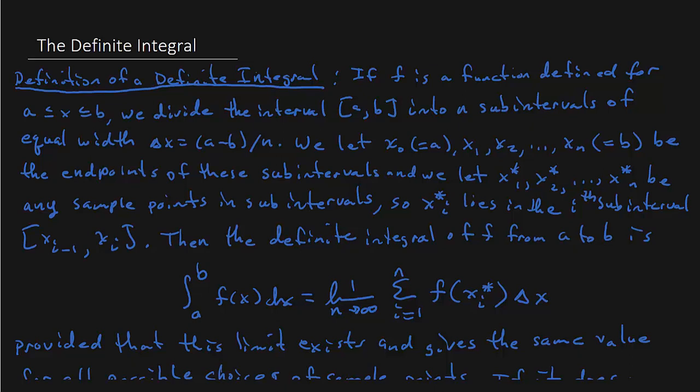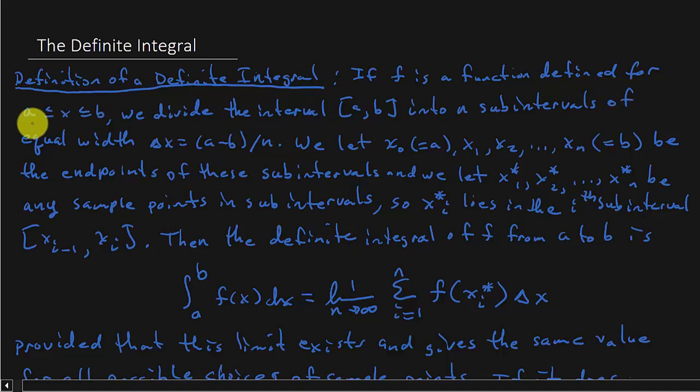So it says the definition of a definite integral is, if f is a function defined between a and b, where x is between a and b, we divide the interval AB into n subintervals of equal width. And that width, we'll call it delta x, is b minus a over n. I wrote that wrong earlier.